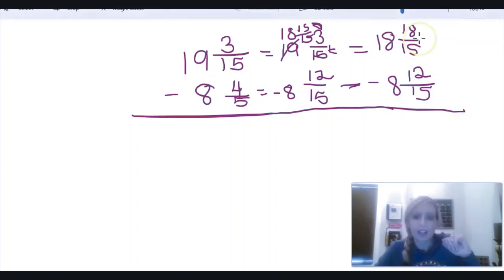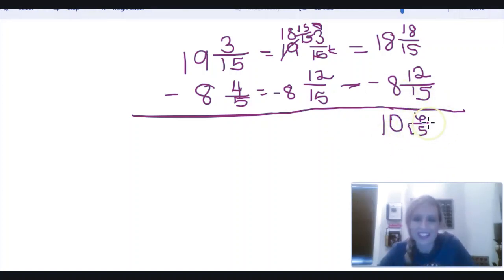Now I can subtract because I have like denominators and I have a larger number on the top. Okay, so if I subtract at this point, 18 minus 8 gives me 10. Leave the denominator alone. Now 18 minus 12 would be 6. All right, that's a 1 right there, by the way.